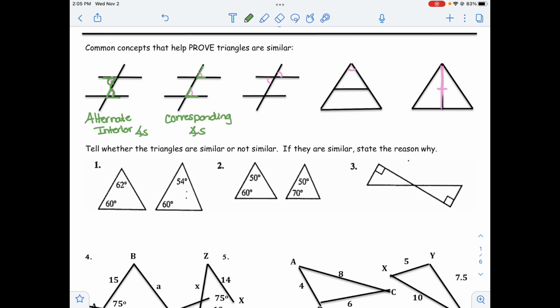Then here we have an angle here and an angle here, and they're across from each other. One's on the inside, one's on the outside, but they're opposite. These are vertical angles.